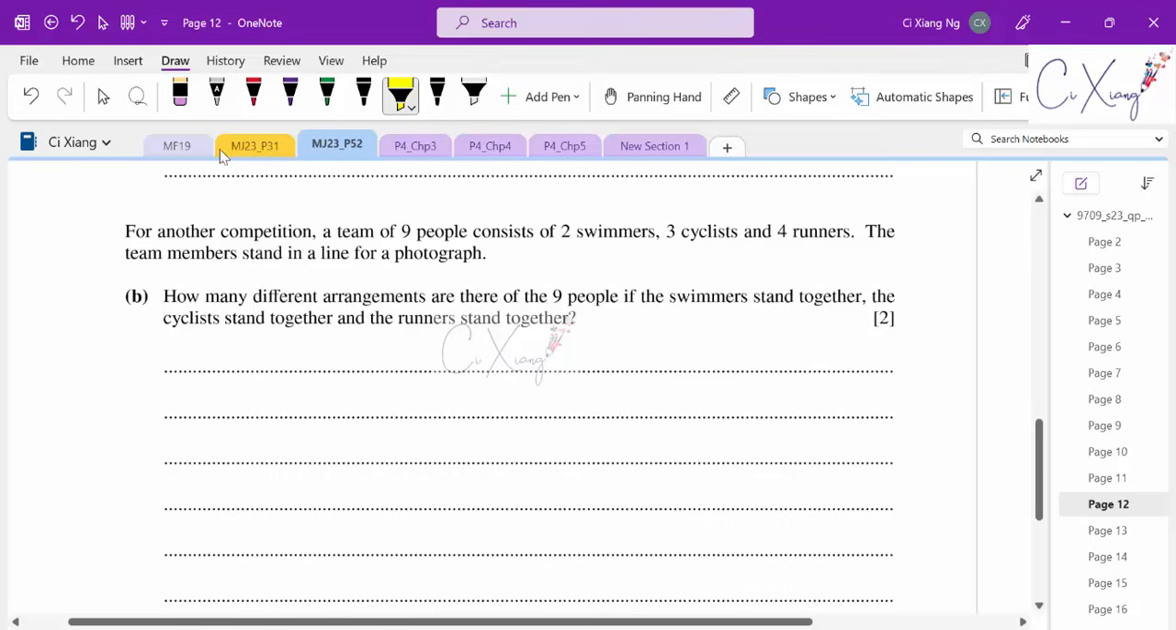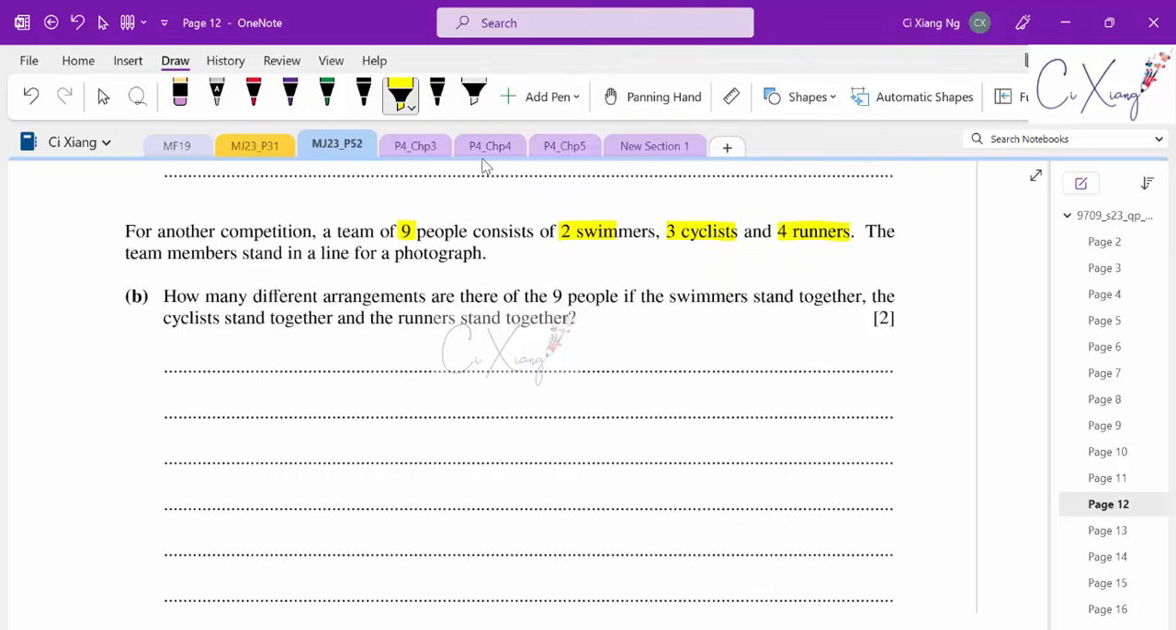Okay, so for 6B, we have another competition. A team of 9 members consists of 2 swimmers, 3 cyclists, 4 runners. Okay, so in total I have 9 persons. The team members stand in a line for the photograph. How many different arrangements are there for the 9 people? Okay, so highlight the keyword arrangement.